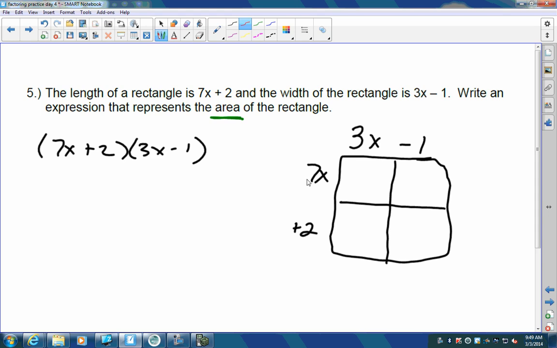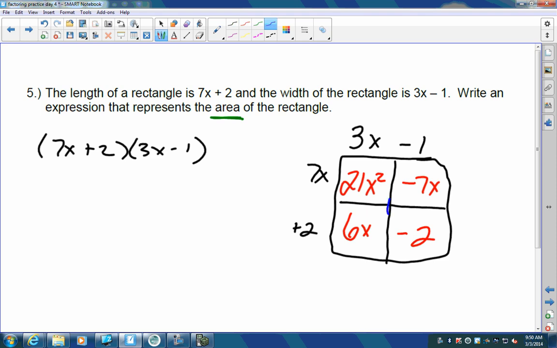Well, 7x times 3x, 21x squared. 7x times negative 1, negative 7x. 2 times 3x, 6x. 2 times negative 1, negative 2. All I did was multiply.